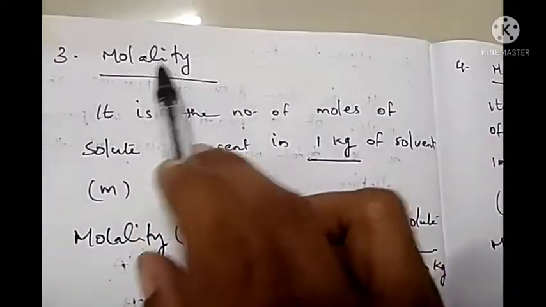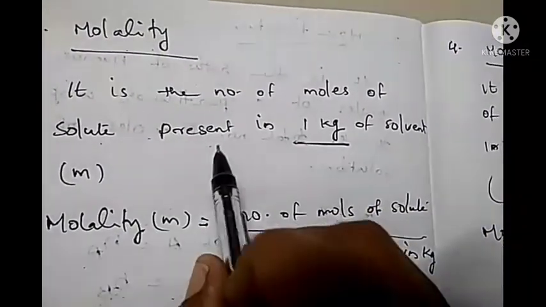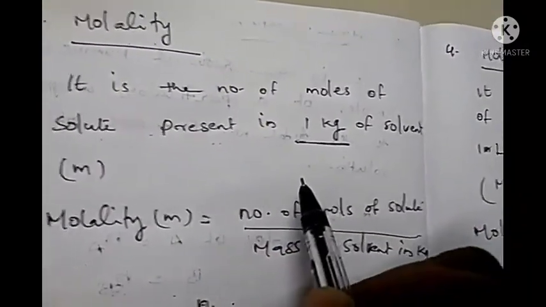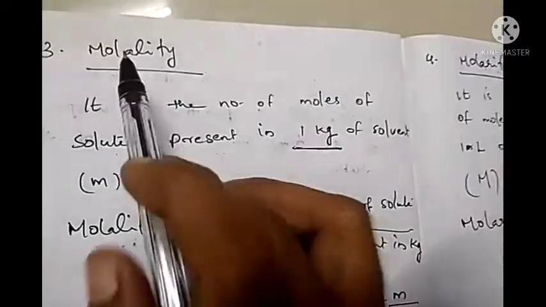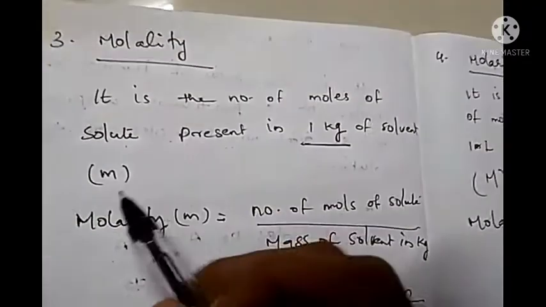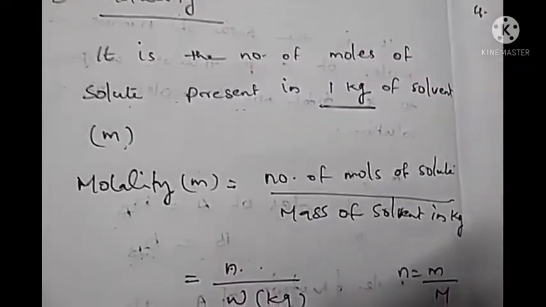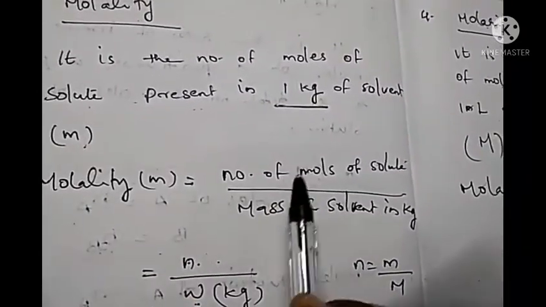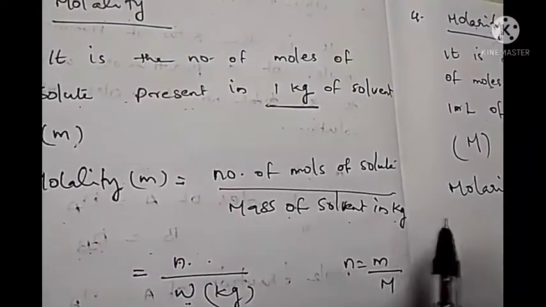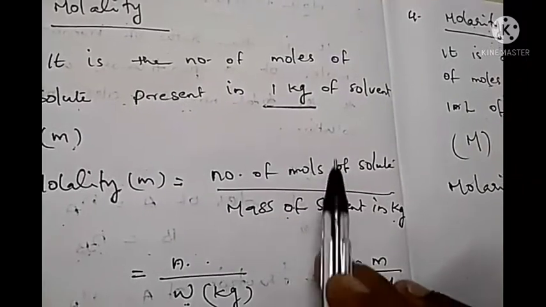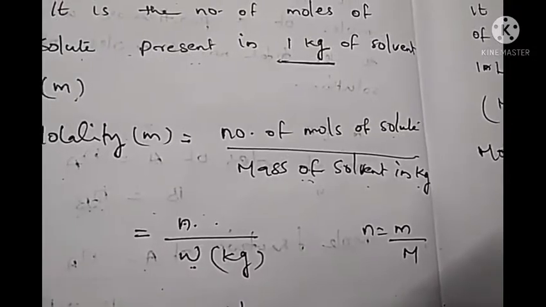Now the third method is known as molality. It is the number of moles of solute present in 1 kilogram of solvent. How many moles of solute are present in 1 kilogram of the solvent, that is known as its molality, and it is represented by small letter m. So molality m is equal to number of moles of solute divided by mass of solvent in kilogram. This is the formula to calculate the molality.